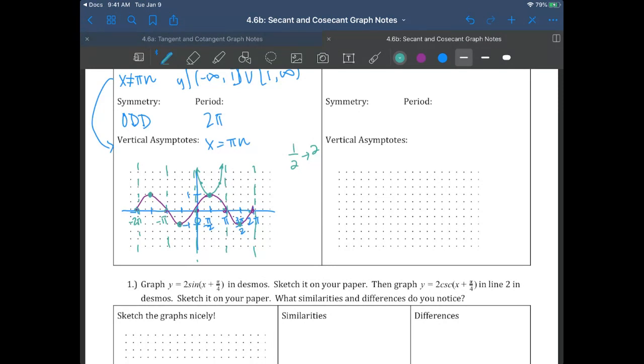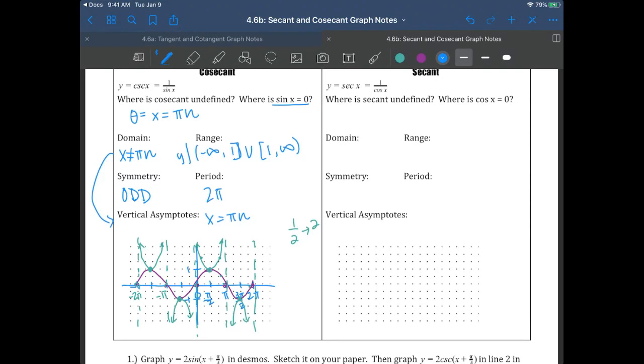So the part above the sine graph is our cosecant graph. Boom, boom, boom, boom. It's hard to tell, but only the green part is actually the cosecant graph. It looks like teeth, okay? Like teeth.